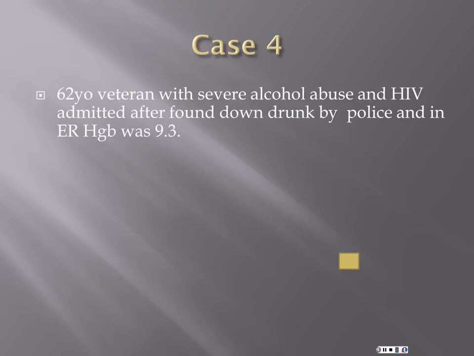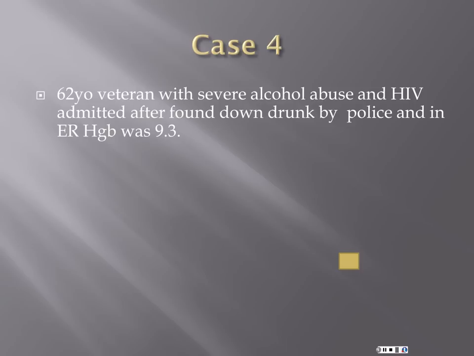So you could do either one. I just think that one's easiest because it doesn't have 3 factors and it only has 2. If the patient is a 60-year-old veteran with severe alcohol abuse and HIV, he's admitted, found out drunk by police, and his ER hemoglobin was 9.3. The rest of his counts are miraculously normal. So what's the next best test?